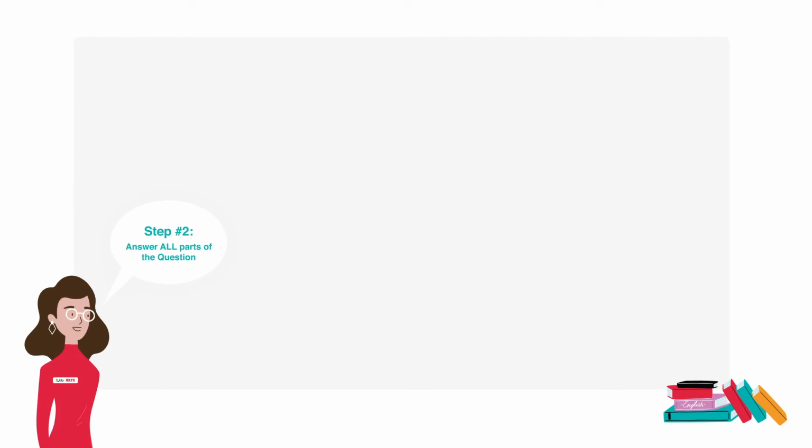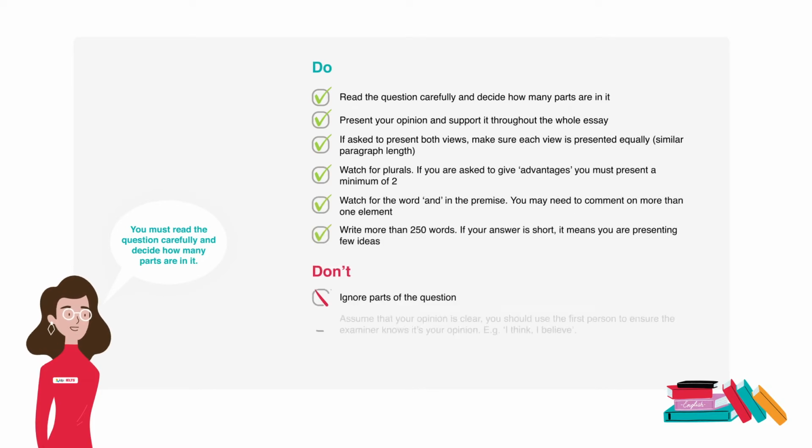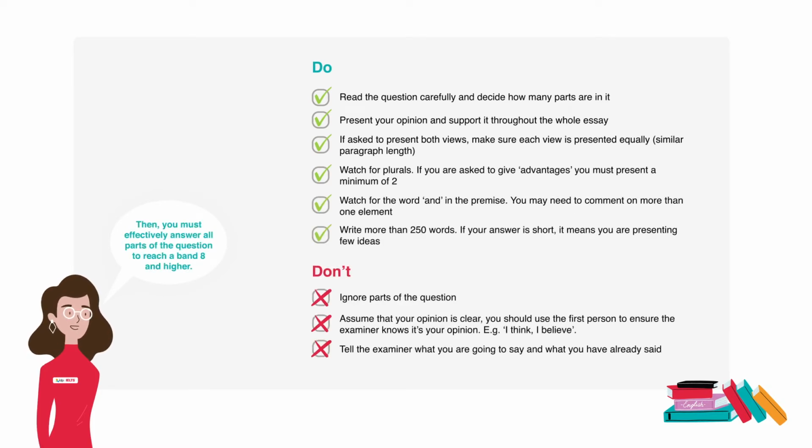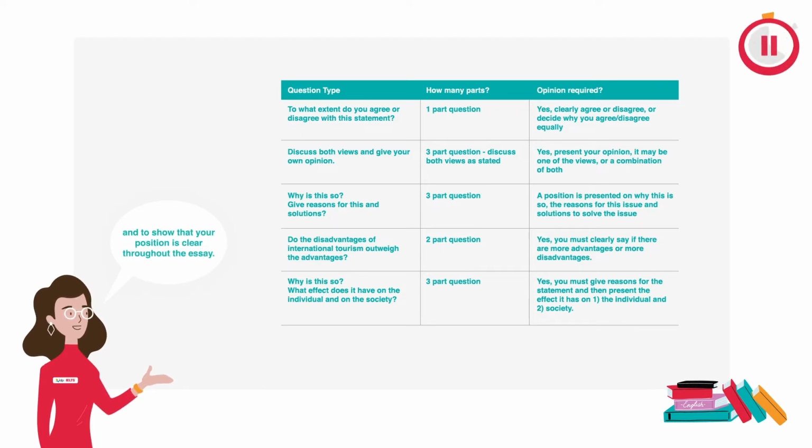Step 2. Answer all parts of the question. You must read the question carefully and decide how many parts are in it. Then, you must effectively answer all parts of the question to reach a band 8 and higher. Have a look at the table to see if you understand how many parts are in each IELTS question type and whether you should present your opinion. It is very important to take a clear stance on the statement or premise and to show that your position is clear throughout the essay.